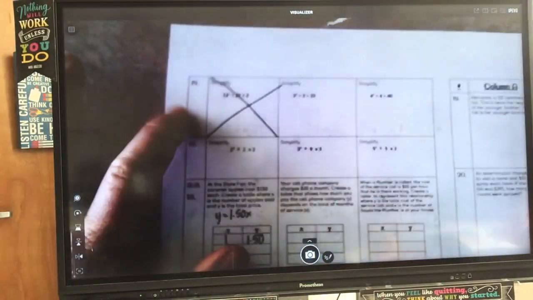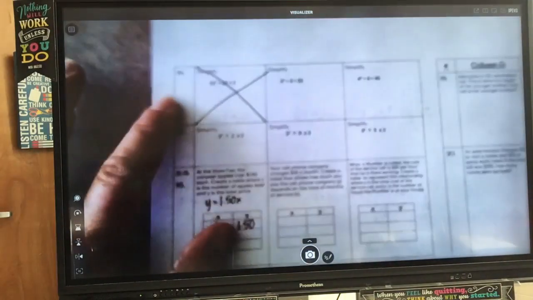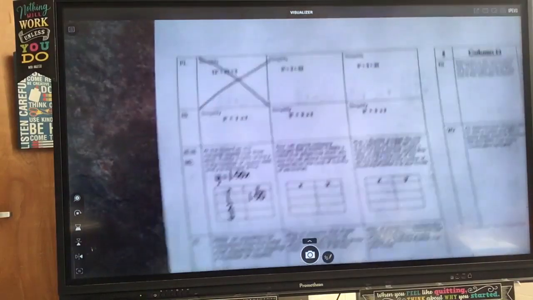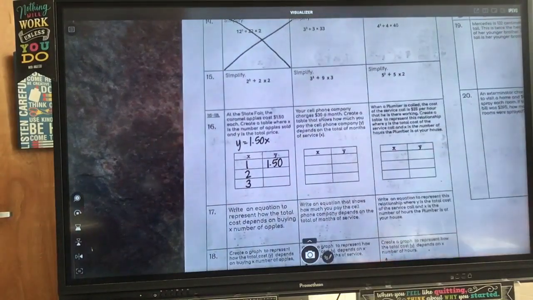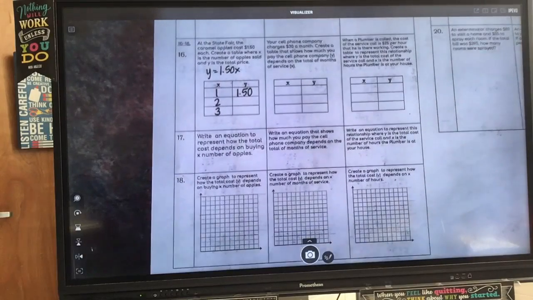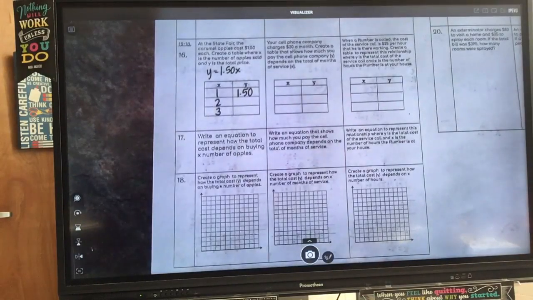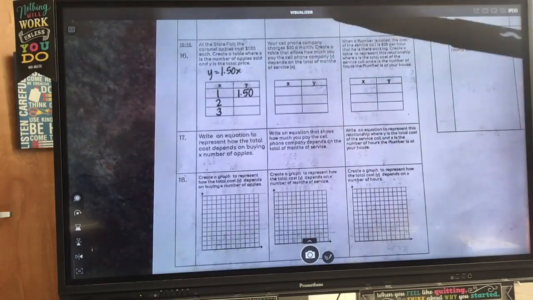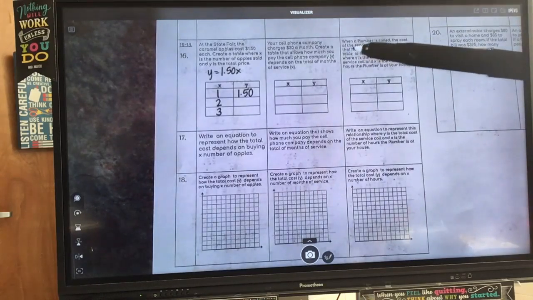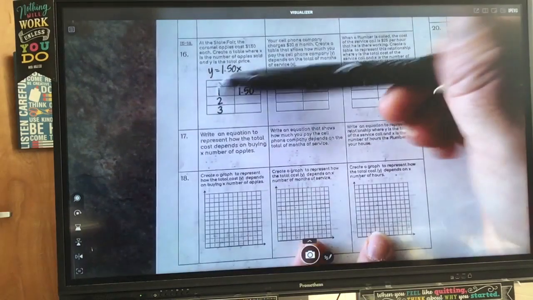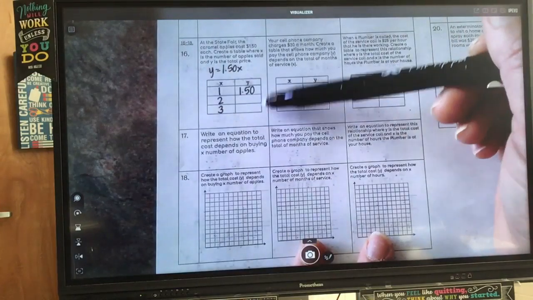The top part is just more essentially order of operations, so we are going to skip that. And we're going to jump down to 16, 17, and 18, because they actually go hand in hand with each other. So you do 16, you do 17, you do 18. And you're using all the same information. So it says, at the state fair, the caramel apples cost $1.50 each. Create a table where X is the number of apples and Y is the total cost.